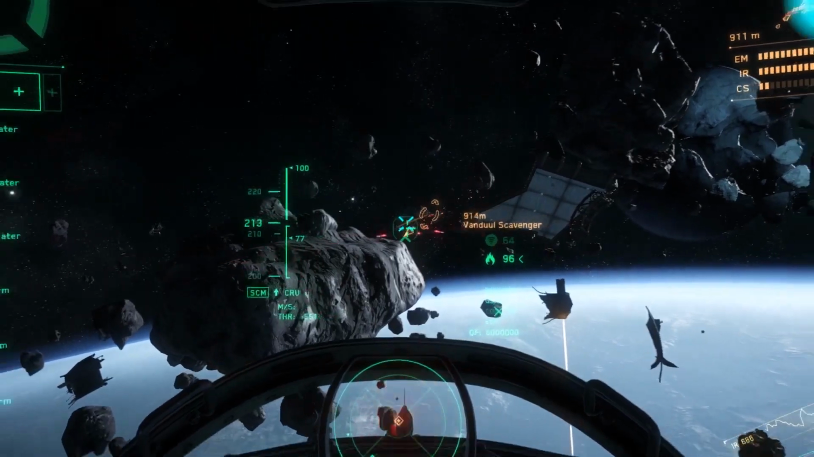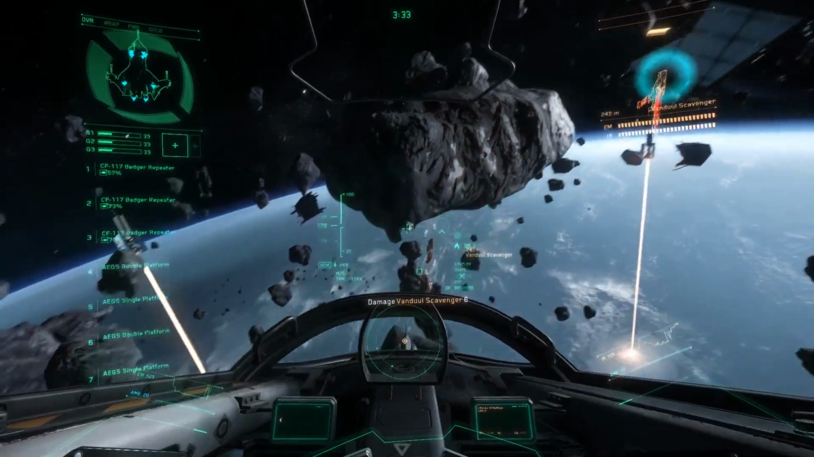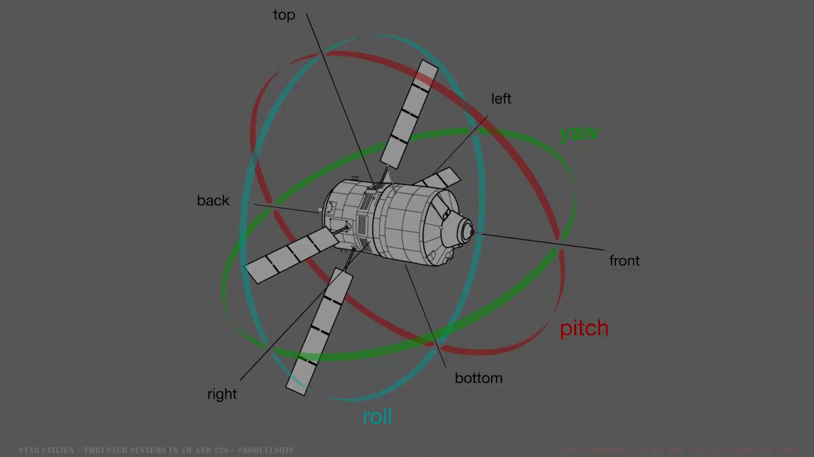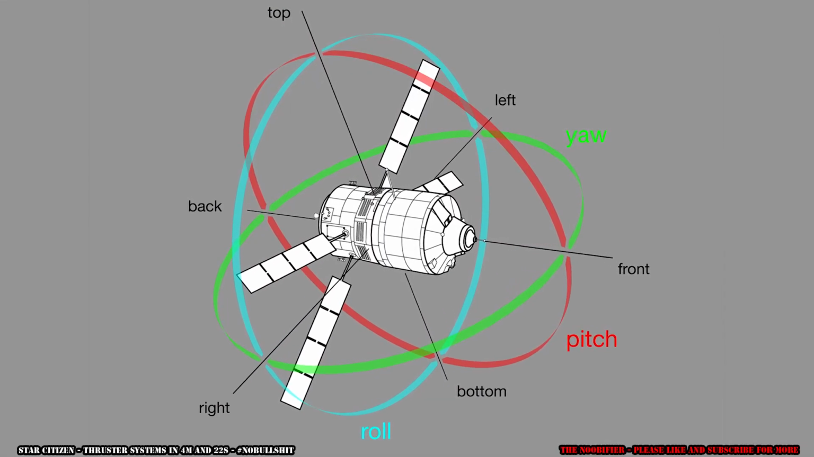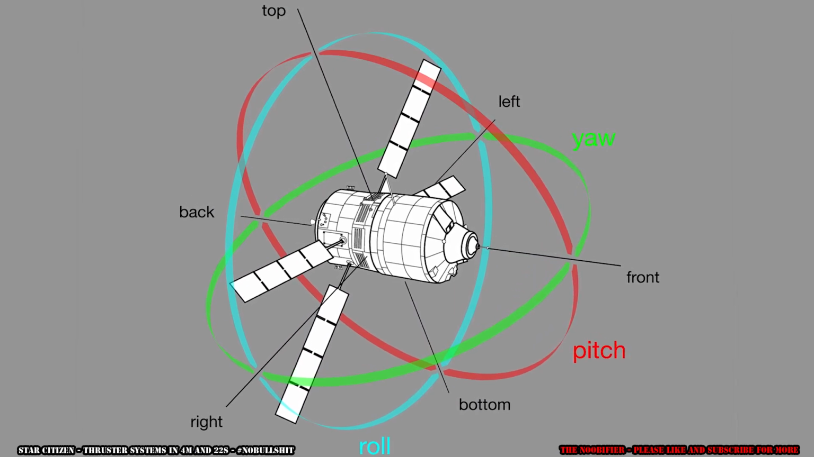Welcome to my no bullshit video on flight modes. I bet even the veteran pilot's gonna learn something today. I sure did. The ship has 6 degrees of movement. Pitch, roll, yaw, left, right, up, down, front, back.